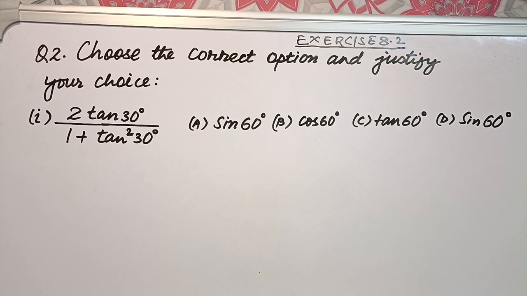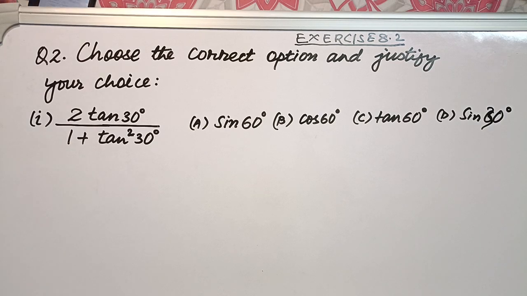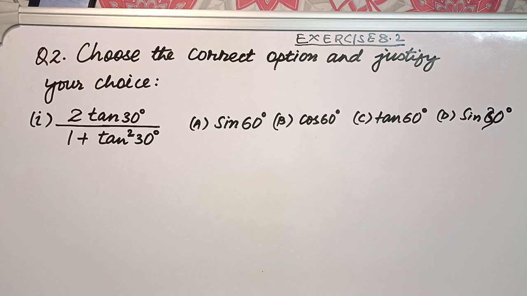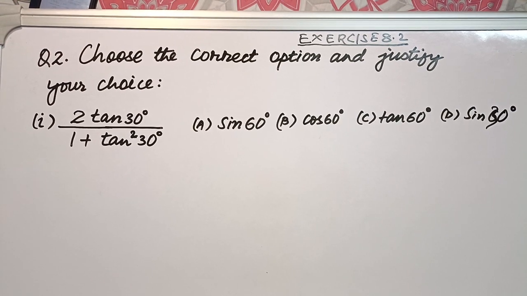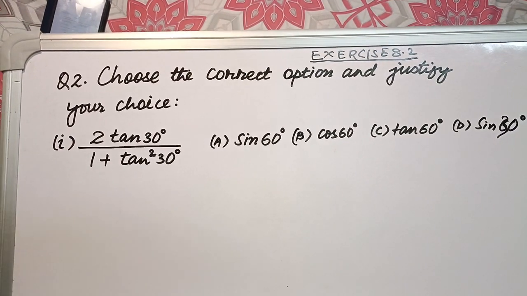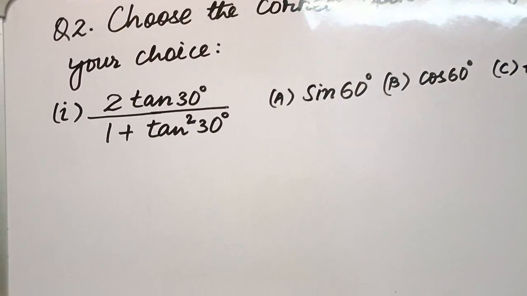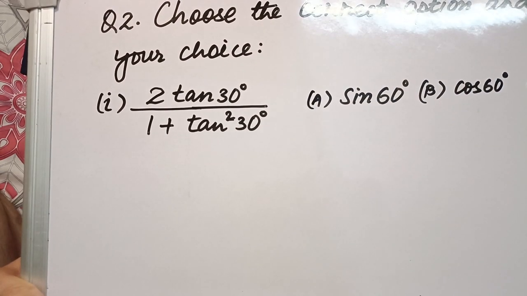sine 30. There is an error in the question, that is sine 30. This is sine 30. We have to check with these 4 values of this question and we will find the answer. First of all, you need to solve the question. Let us solve the question 2 tan 30 degree divided by 1 plus tan square 30 degree. So let me solve this question first and then we'll check with the answer.